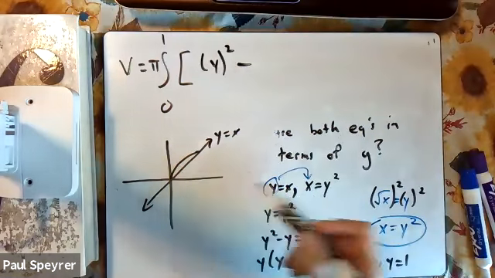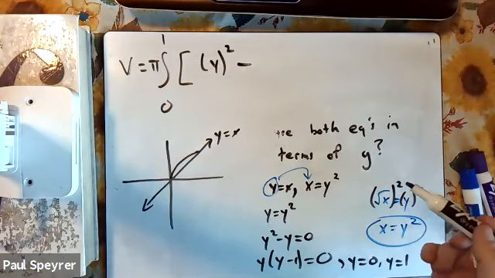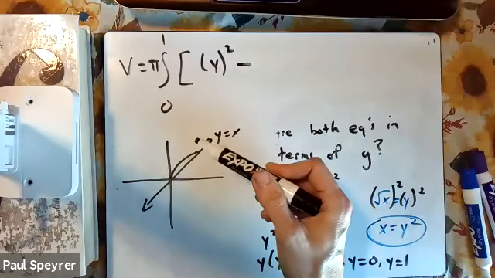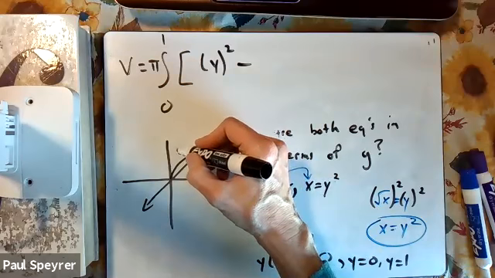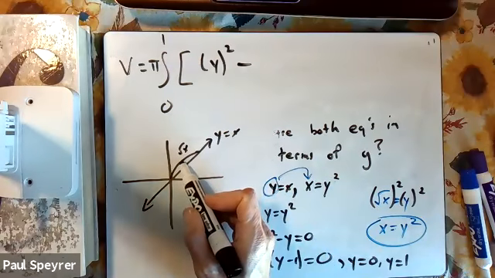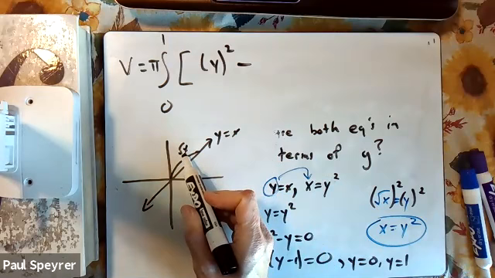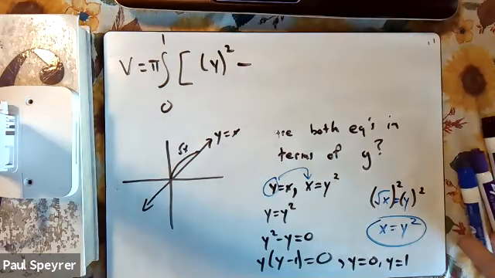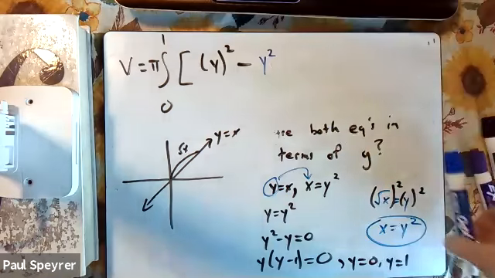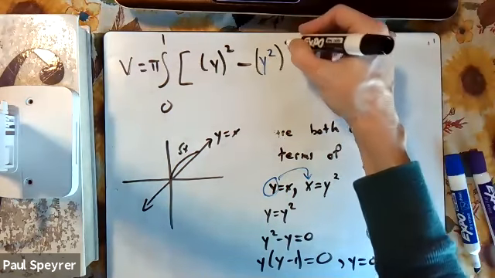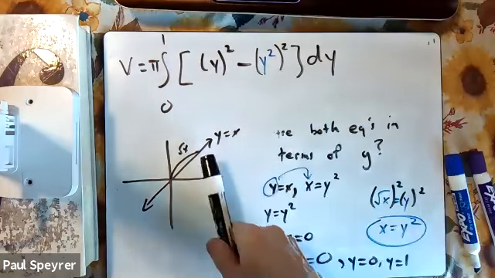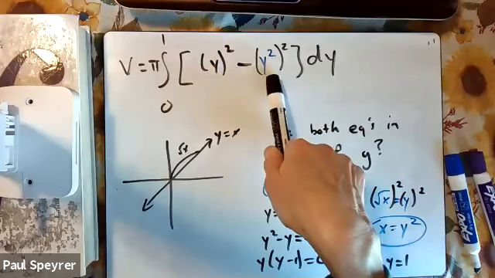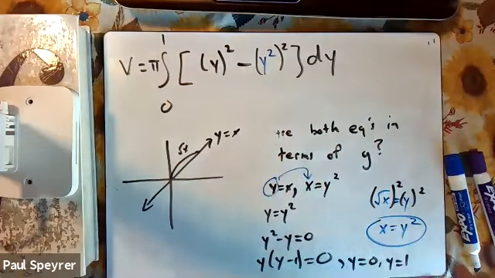Well, the leftmost curve was initially, what was it? I erased it. y equals square root of x, right? It was this chunk right here. That was the leftmost curve, but that was not in terms of y. We had to take it and solve it for y. Remember, in doing so, we got x equals y squared. So we're going to use that. So rightmost curve minus leftmost curve. And again, everything is in terms of y. Your equations are in terms of y. Your limits are in terms of y.